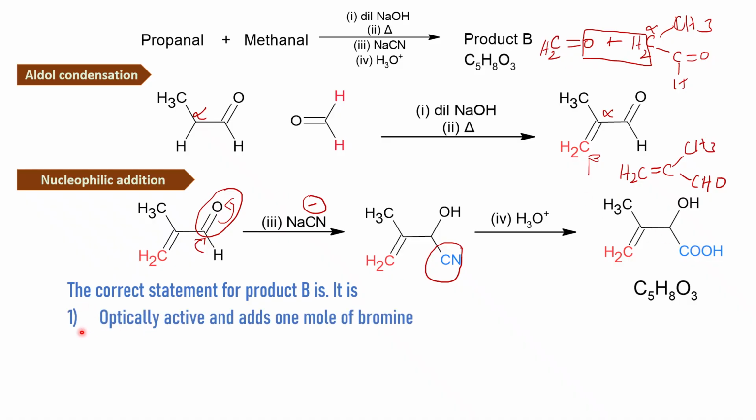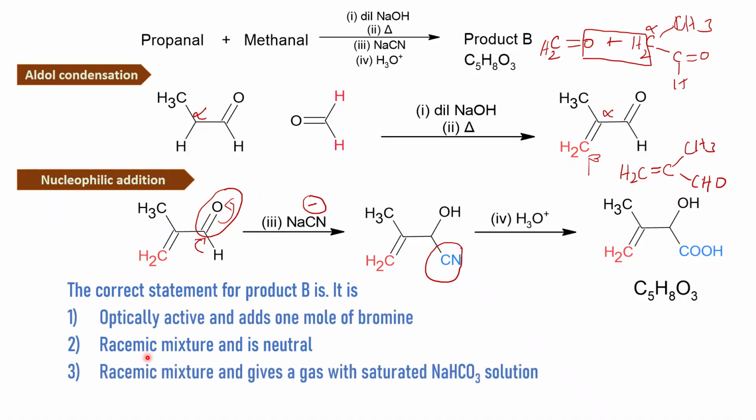In this case, there are 4 options given. The first option says the molecule is optically active and adds 1 mole of bromine. The second says it is a racemic mixture and is neutral. The third one says it is a racemic mixture and gives a gas with saturated sodium bicarbonate. And the fourth one is an optically active alcohol and is neutral.